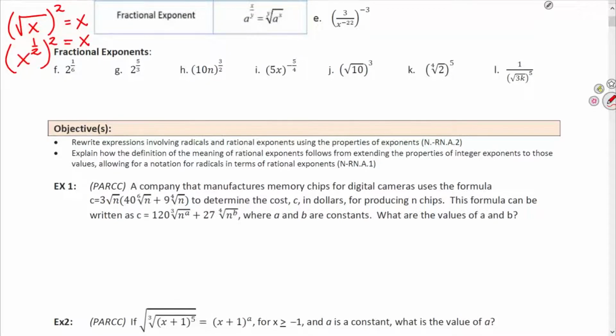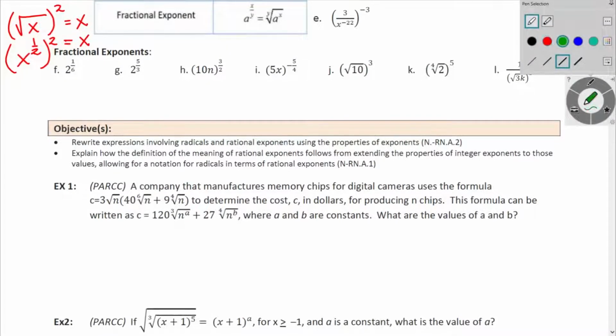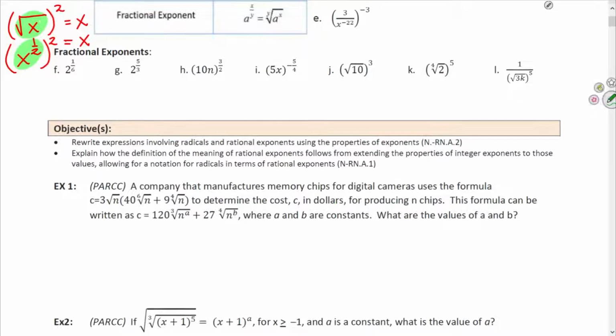And if I raise two things to the same power and get the same number, that means that these things inside the parentheses must be the same. Okay, so a square root and the 1/2 power are the same thing. So that gives rise to the fact that we can write exponents with fractions in them. And that the denominator becomes our root.